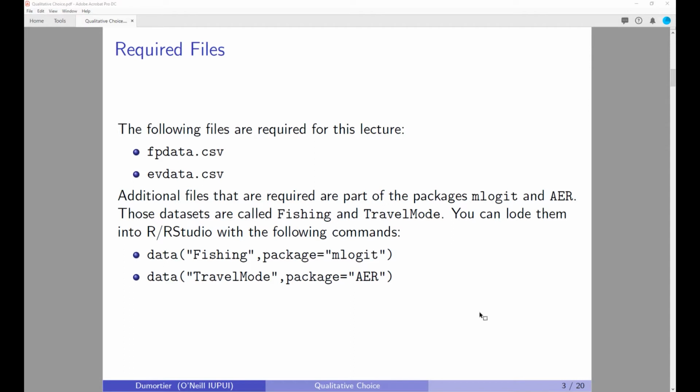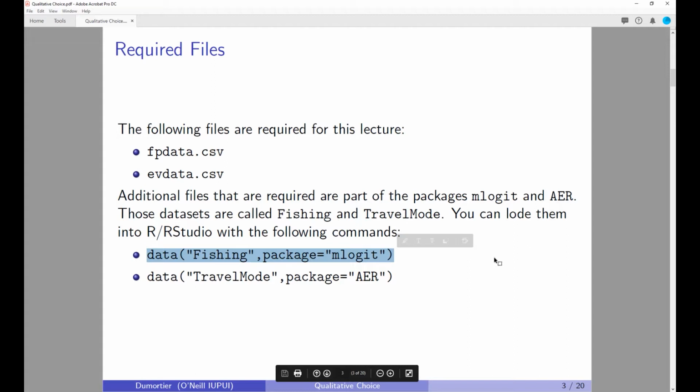You also need two files that you can download from Canvas and two additional files that are incorporated into the packages mlogit and AER. The first file, called fpdata.csv, and the second data, evdata.csv, can be downloaded from Canvas. The data sets called fishing and travel mode can be activated the following way in R. You type in data, then the name of the data set, the package it is associated with, and then you hit enter.